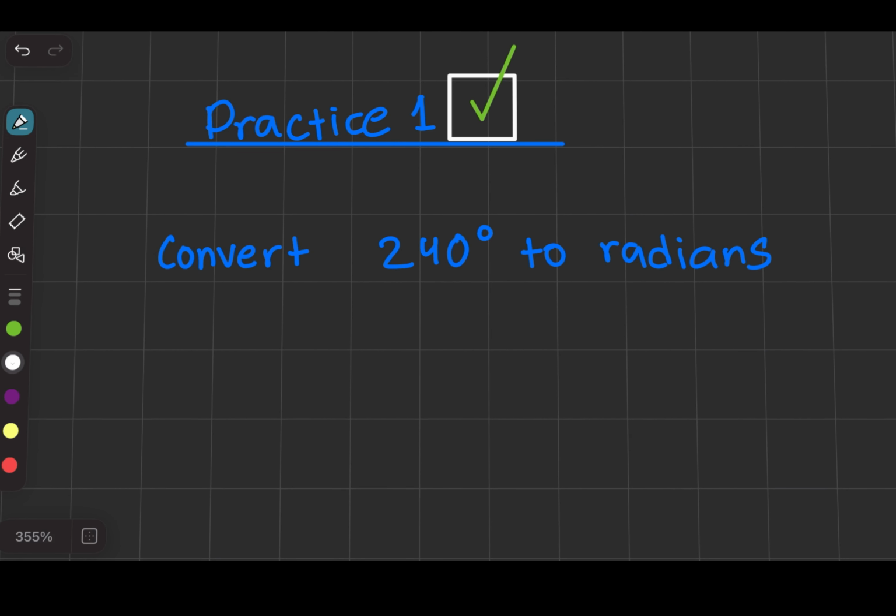Okay, now let's get started on this practice problem. Convert 240 degrees to radians. Pause the video if you need to.